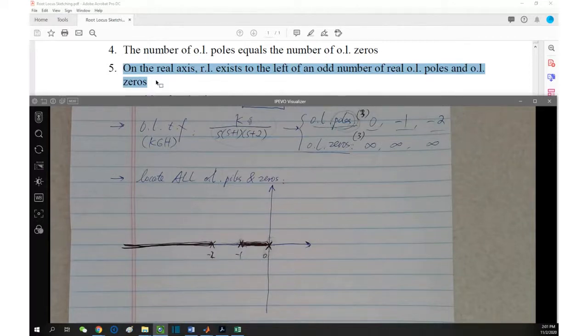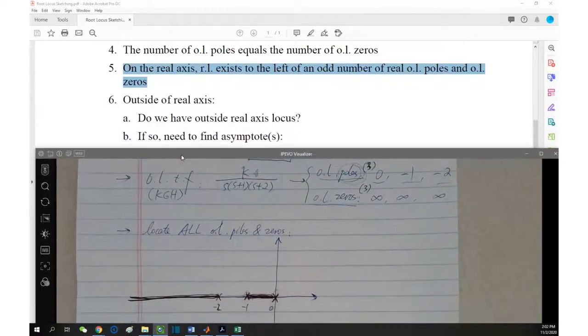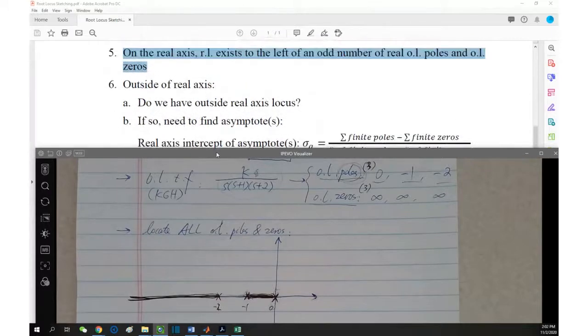In this particular example, we only have open loop poles. However, be careful. Open loop zeros also count. Open loop zeros also count. In other words, if you're counting one open loop pole and two open loop zeros, they all count. All right, so this is how we plot the root locus along the real axis. So we basically finished number 5. Move on to number 6 on the handout.